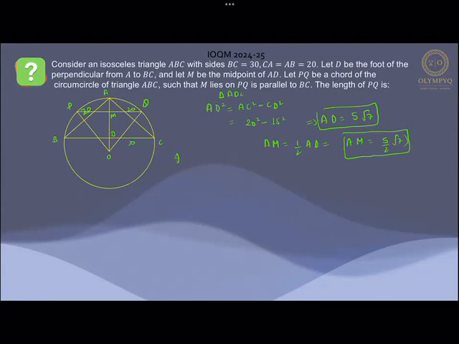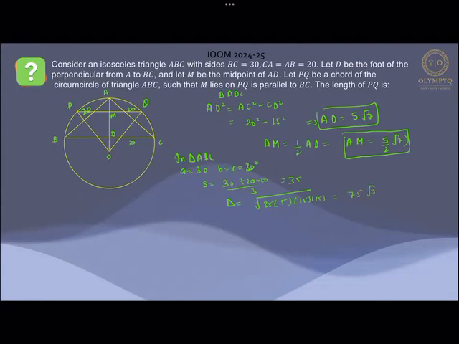Now in triangle ABC, the lengths have been given: the side BC is 30, and the other two sides are 20 each. Now we can find the value of the semi-perimeter over here. So that is going to be equal to 30 plus 20 plus 20 divided by 2, so that is going to be equal to 35. And from here I can also calculate the area. So area will come out to be equal to the square root of 35 into 35 minus 30, that is 5, and 35 minus 20, that is 15, and 15 over here. So that will come out to be equal to 75 root 7.